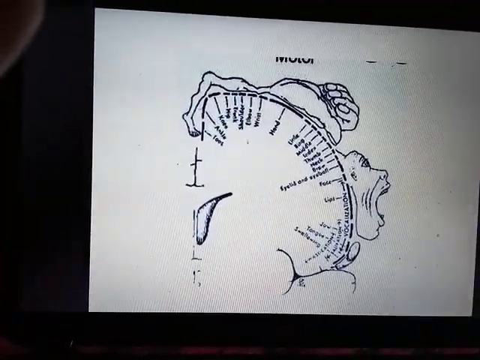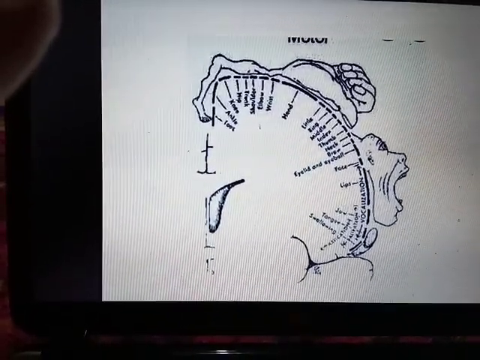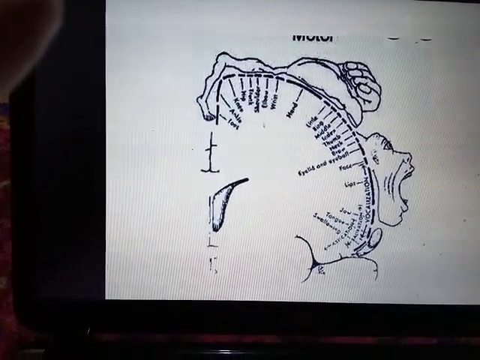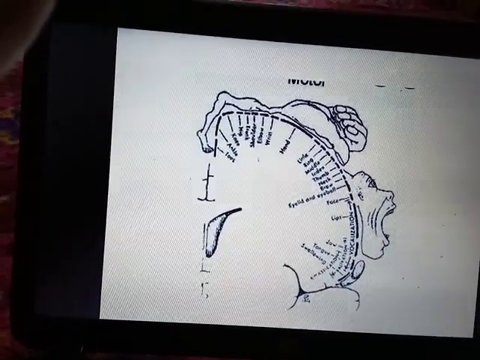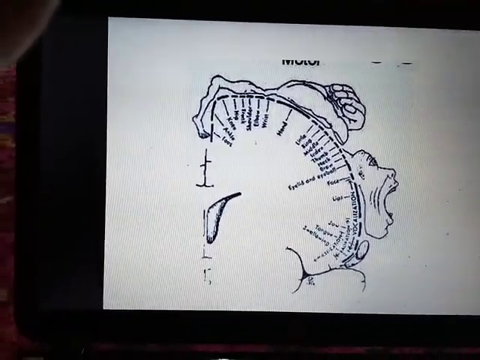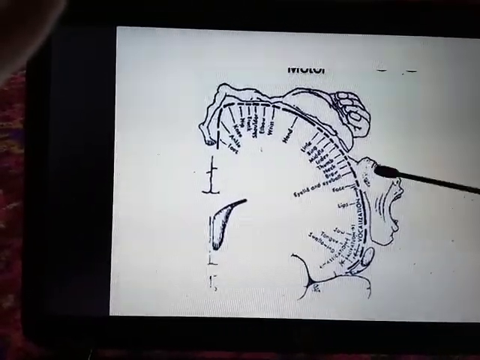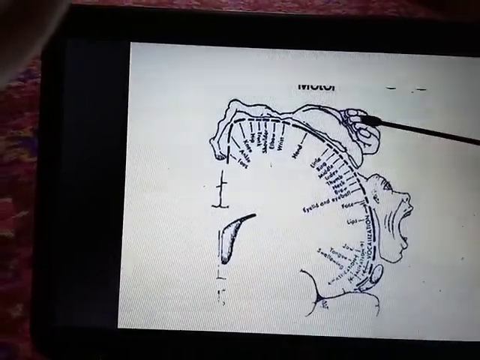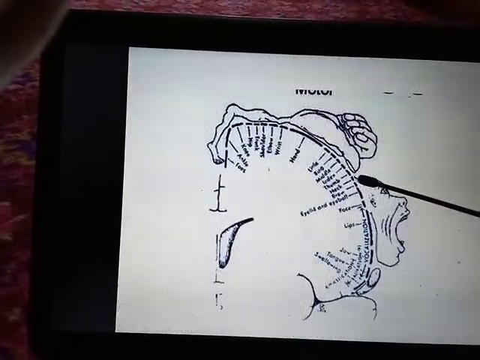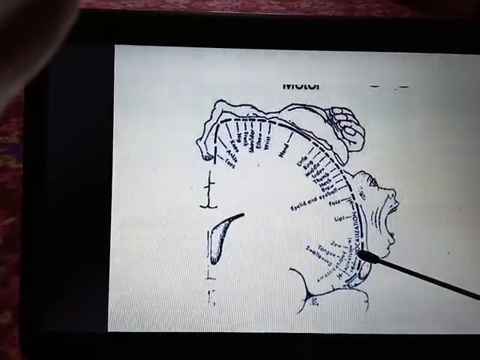Now, what is this? This is called the inverted homunculus. Since all the body parts have their representation in the cerebrum, you have areas for different body parts, but they are inverted. Everything is upside down. As you can see, the mouth and the hand are large here. Why? Because their motor activities are more. That is why these areas occupy a large area on the cerebrum.